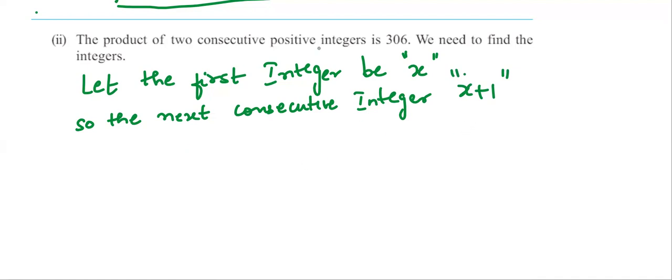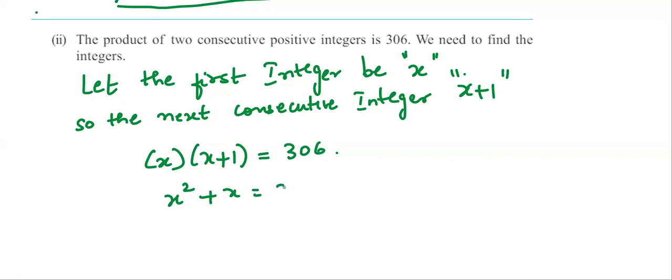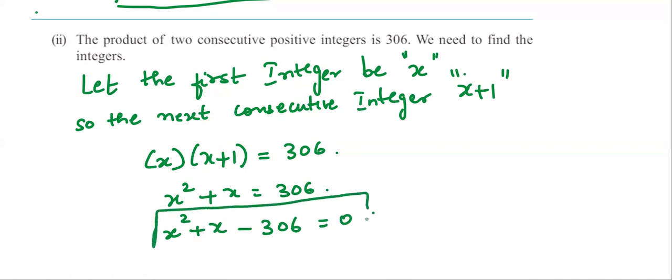Now what is given in the question? Given is the product of the two consecutive integers, so we'll have to multiply. So x into x plus 1 is equal to 306. Now let's remove the bracket. x into x becomes x square, x into 1 becomes x, which is equal to 306. Now let's rearrange to standard form. So x square plus x minus 306 is equal to 0. Now this is the required quadratic equation for question number 2.